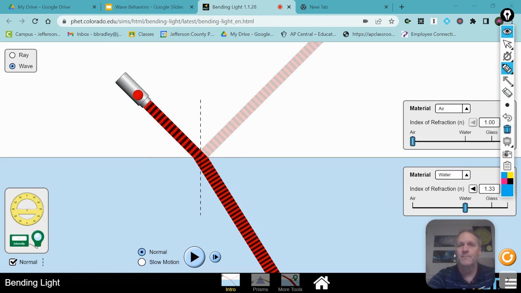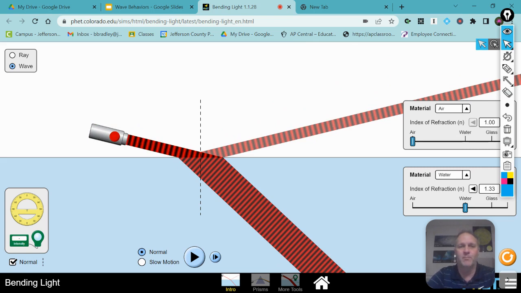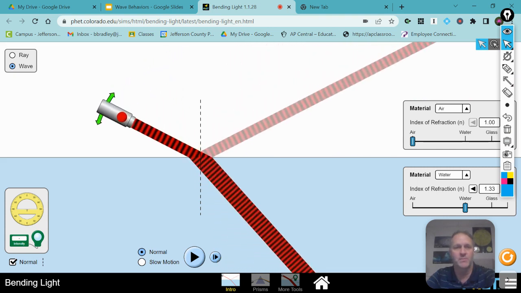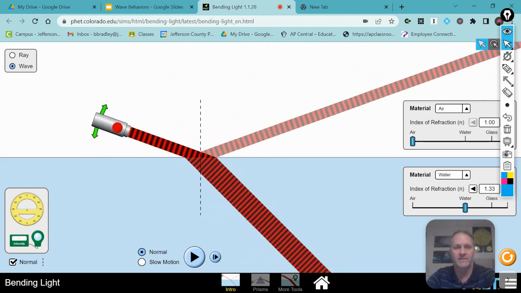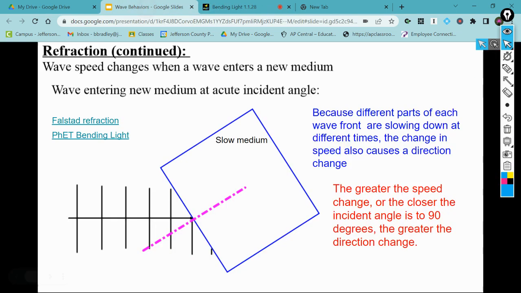Okay. If I change the angle that this is at, you can see that it bends even more. And also you can probably tell that less of it is transmitted and more of it is reflected. When light hits at a big steep angle like that, or when any wave hits at a big steep angle, more of it is going to be reflected and less of it is going to be transmitted. Okay. So anyway, this whole thing really illustrates the concept of refraction.